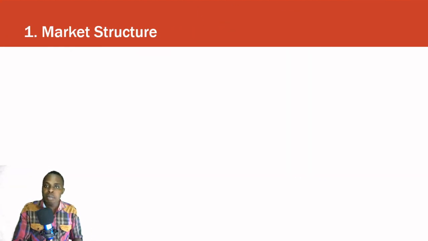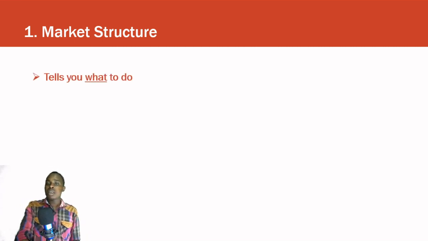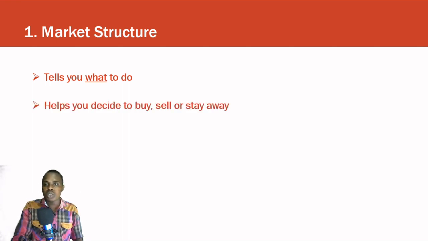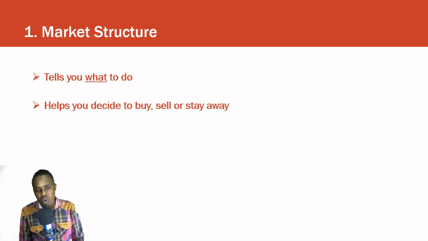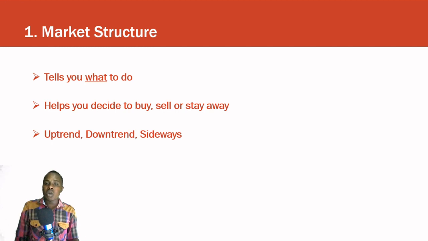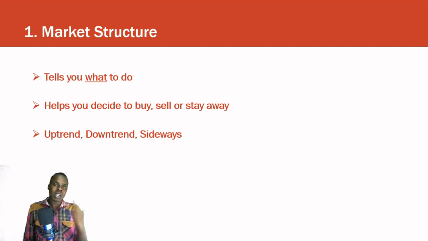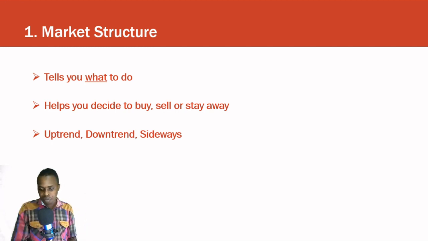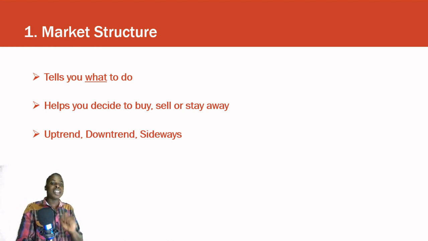Now let's dive deep into all these things and start off with the market structure. Let me tell you what to do and how to identify the direction of the market, which is market structure. This is the first thing that you need. The market structure is what tells you what to do in the market, and it also helps you decide: should you buy, should you sell, or should you stay away from the market. The market structure consists of 3 things: an uptrend, a downtrend, and sideways trends, right? Let me show you how to identify these directions.